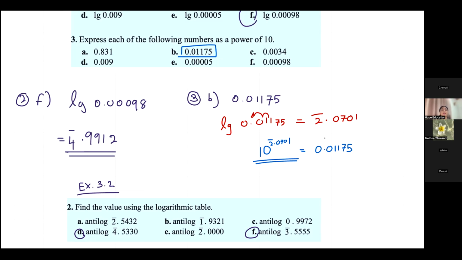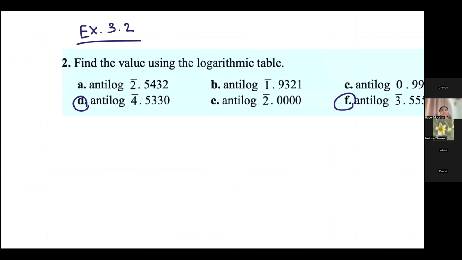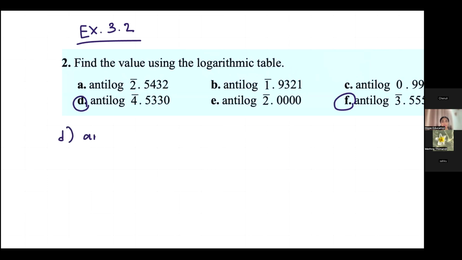All right. From the logarithmic table, values. Now we have done this several times, so you can quickly tell me the answer. Anti-log. She got disconnected again, no? 5330. Okay, what's the value? You tell me the value. I will also read the value, and then we can check later.